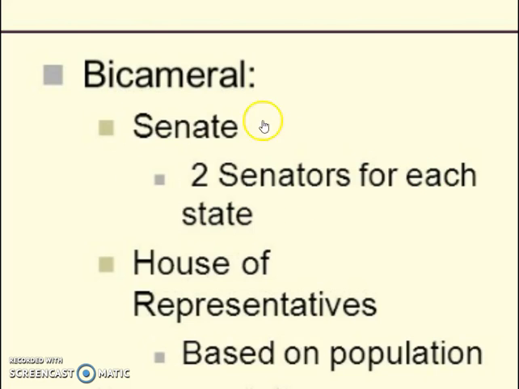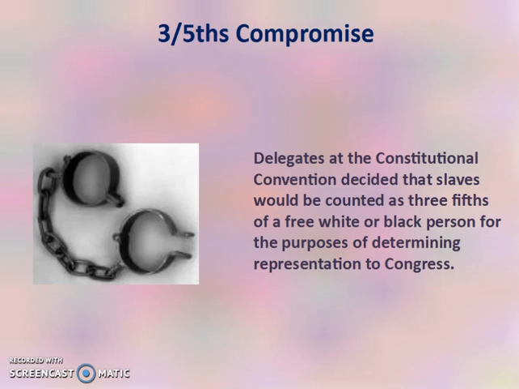So I put up here a reminder that when we talked about the legislative branch and how it was created, it ended up being a bicameral legislature where each state got equal representation in the Senate, but the House of Representatives was based upon population. So that's where this issue around the Three-Fifths Compromise comes from.